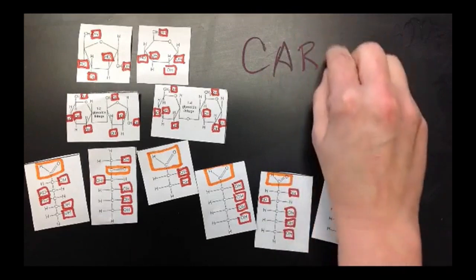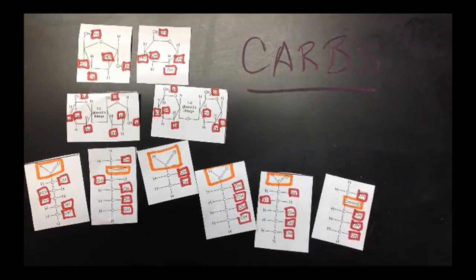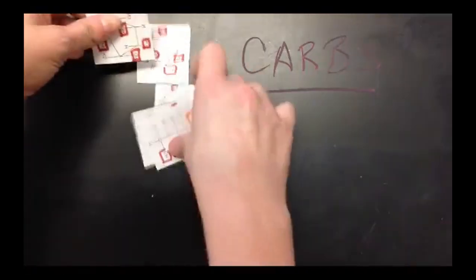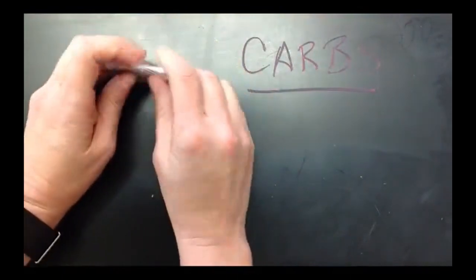And then those 6 that I put at the bottom that are basically the same, those are open sugar rings. And if you look online, you can see those. Those are all my carbohydrates. And we'll break those down into the different categories of carbohydrates tomorrow in class.